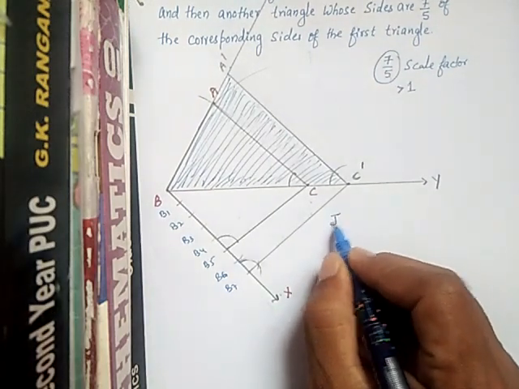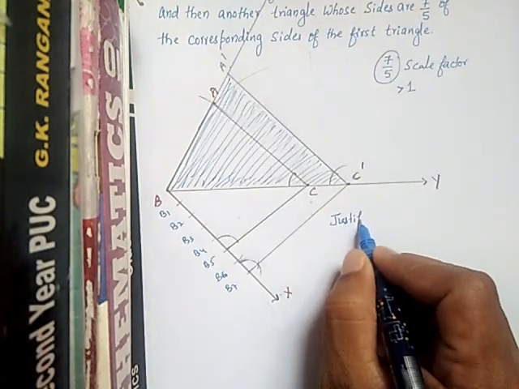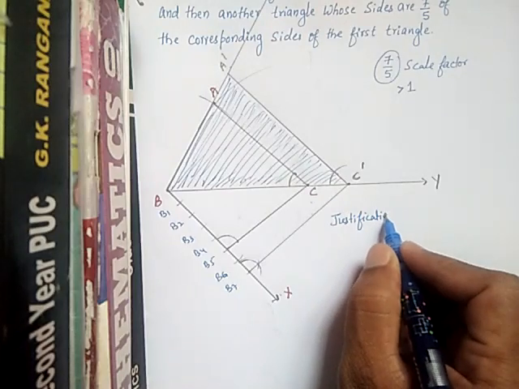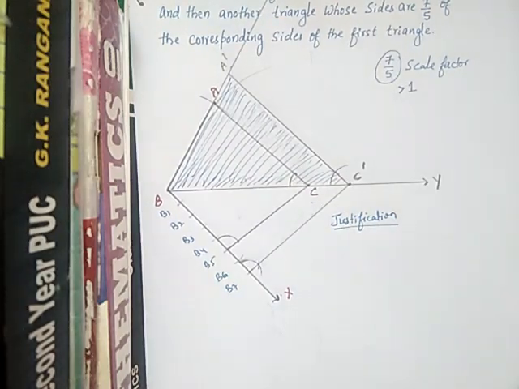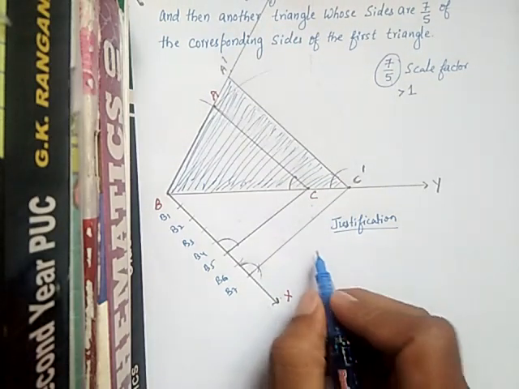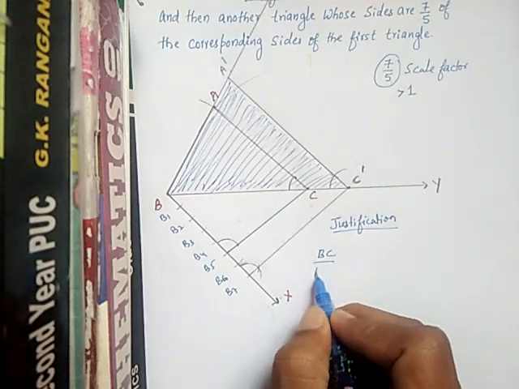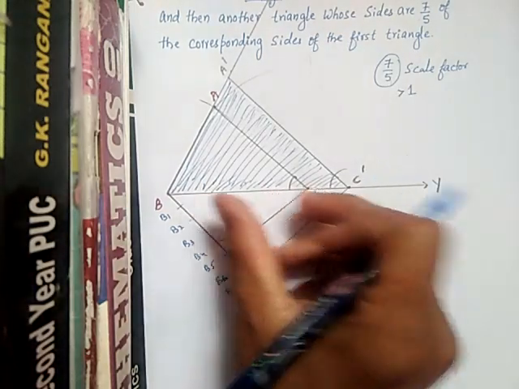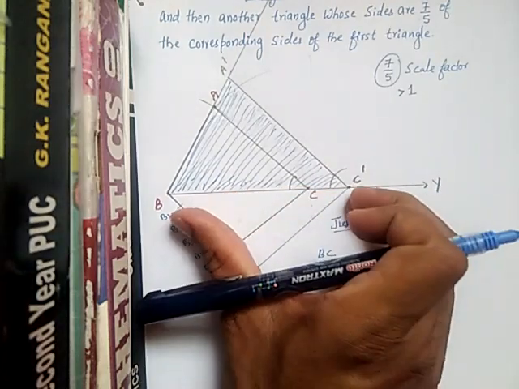So next I will do the justification here. So what is the justification? So what is our intention, we will tell. So here in the justification, see, you can write here BC divided by BC dash, means this BC divided by smaller triangle divided by bigger triangle.